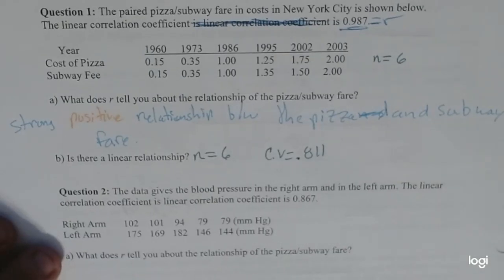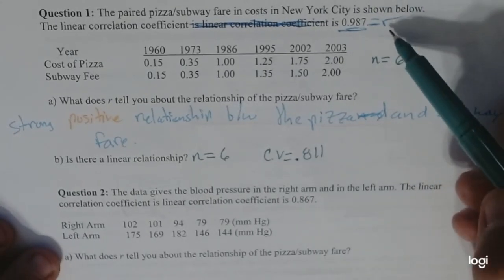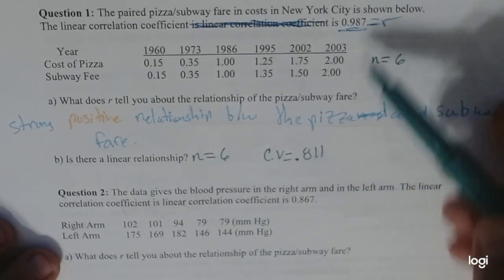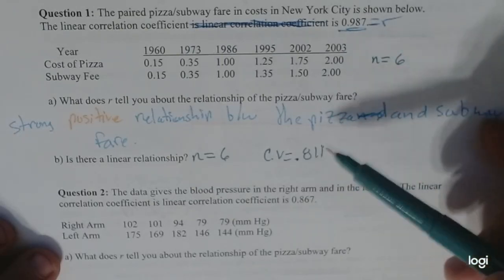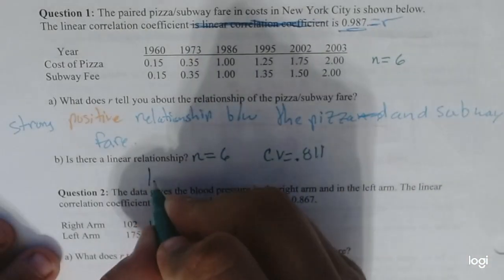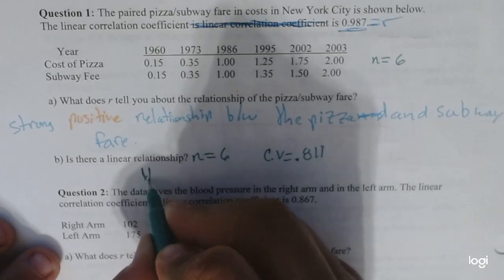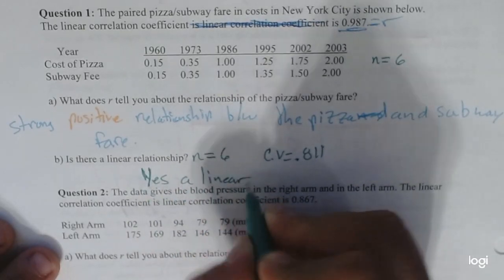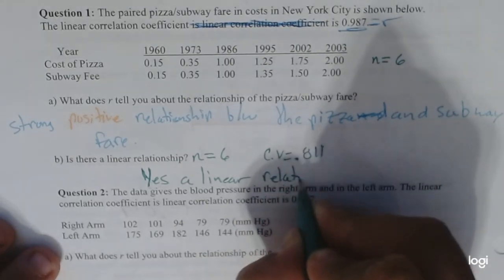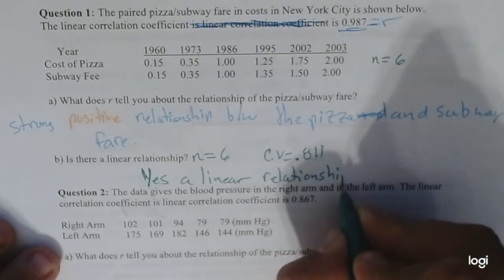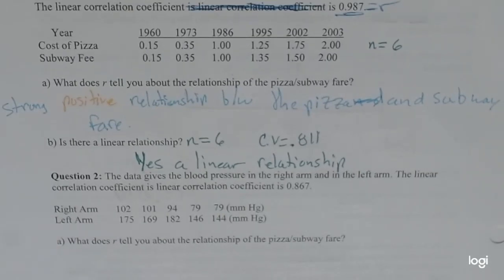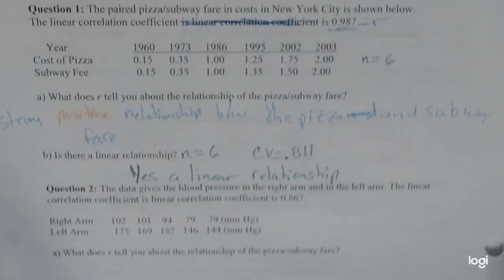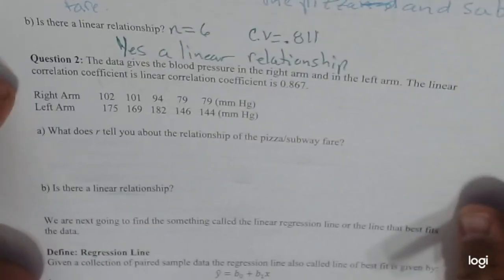All right, so our r is right here. Is this bigger or smaller than this? You should say definitely it's bigger. So we have a yes, a linear relationship. And that's pretty much what the first section is all about: interpreting what r is, making sure you know what r is, and then deciding whether we have a linear relationship or not.